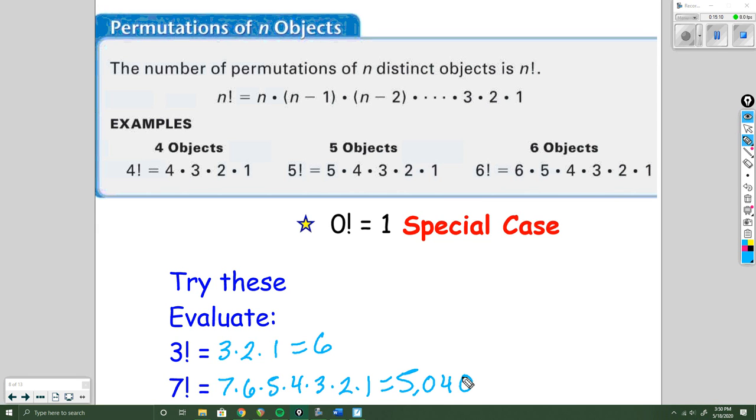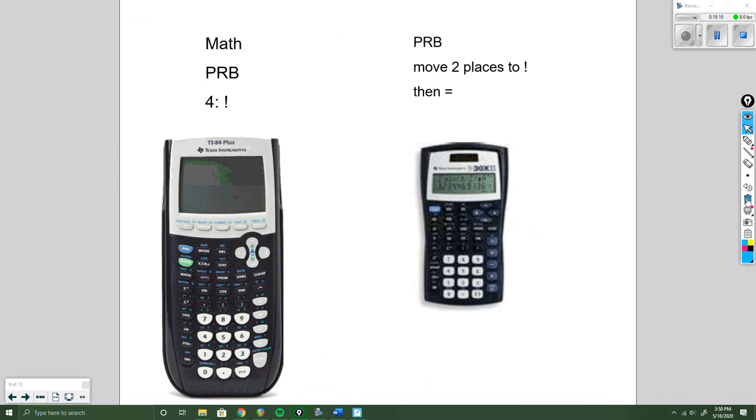Now, once again, I said I was going to show you how to type this into your calculator on the following slide. You'll see that if you have like a TI-84, TI-83, or those types of calculators, you can hit math, which is right there on the calculator, then probability in the options that it displays, and then hit 4, or just scroll down and press enter on that exclamation point, which is our factorial. On these TI-30XS calculators, you can hit the PRB button, and then after that, you just move to the exclamation point and hit enter. So it's pretty simple.